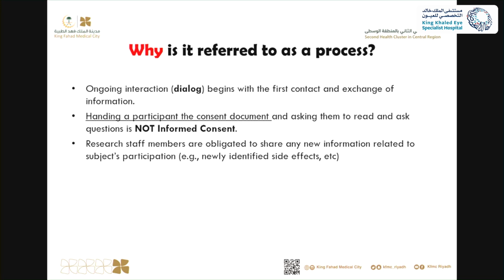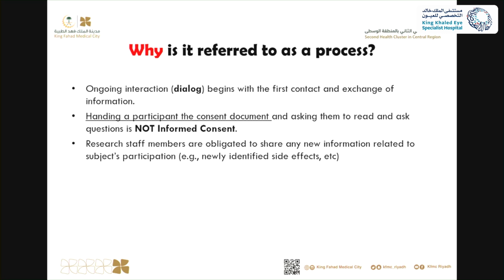Why is it referred to as a process? Why do you think it's a process? It's not a one-time journey. What might happen? You have heard of adverse events. One example we had once: a patient slipped on the street, and then we found out that he was recruited in one of the clinical trials.